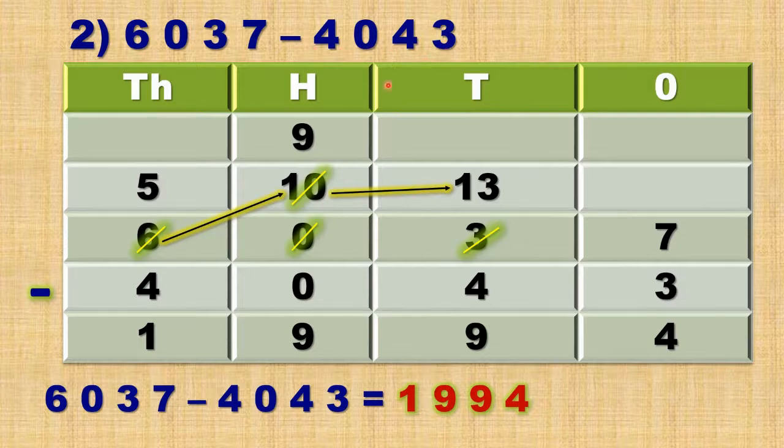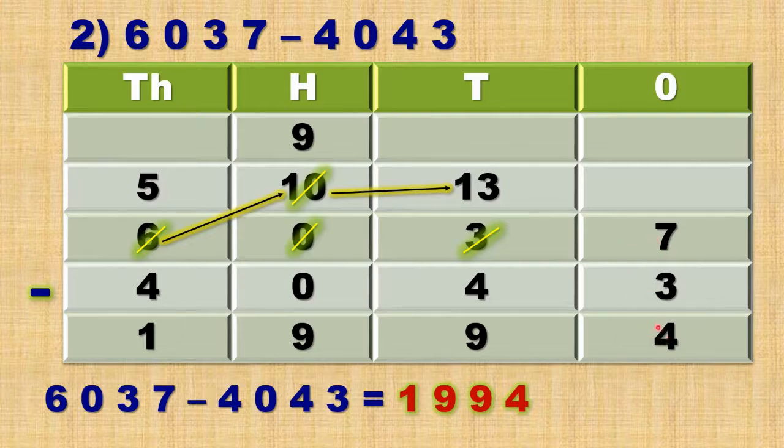Place them in place value table. First let us write each digit in their places. So we have ones, tens, hundreds and thousands place. First we will start from ones place. So we have to subtract 3 ones from 7 ones. So 7 minus 3, we got 4 ones.